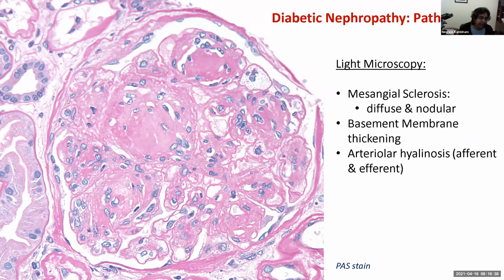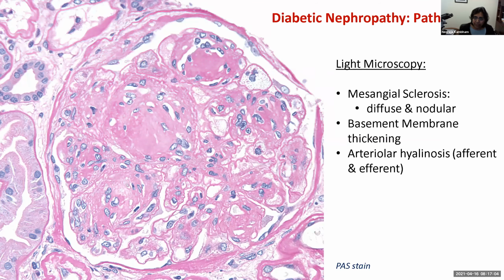So that's the glomerulus, and this is a Bowman's capsule. And if you see here, you can see that the proximal tubules are here, and the tubular basement membrane is also thickened. And the other feature we look for is hyaline material in the arterioles, affecting both afferent and efferent arterioles. I will show you some images of that. So this is the classic feature that we are seeing in diabetic nephropathy.